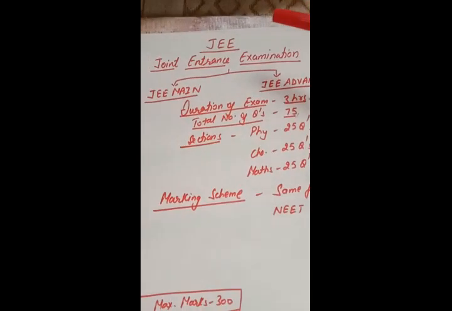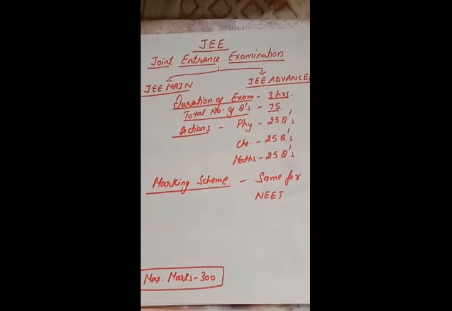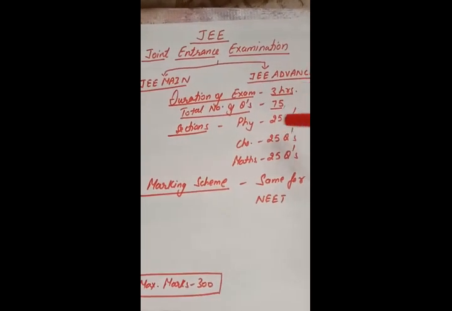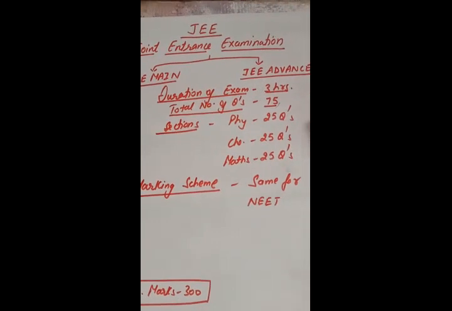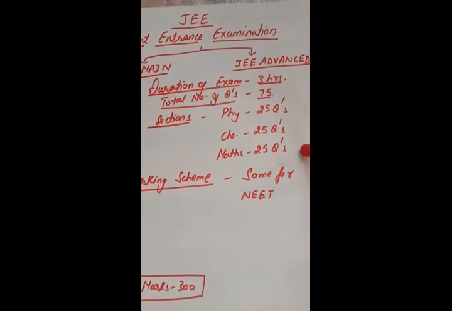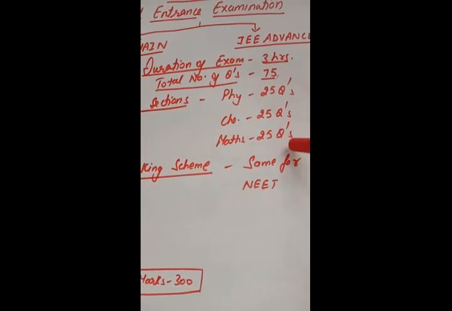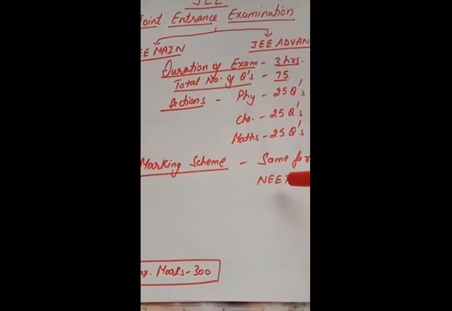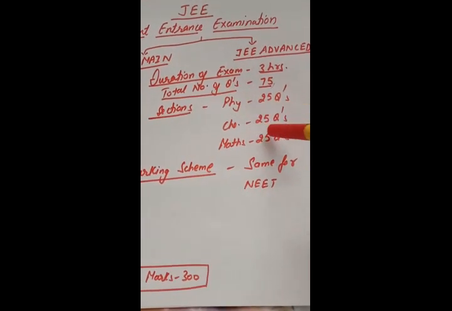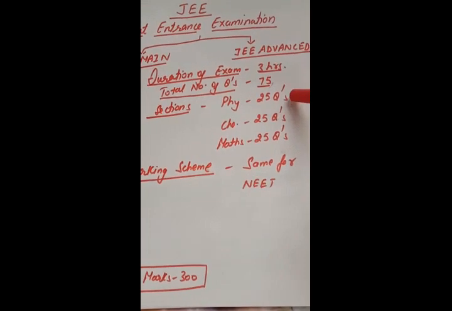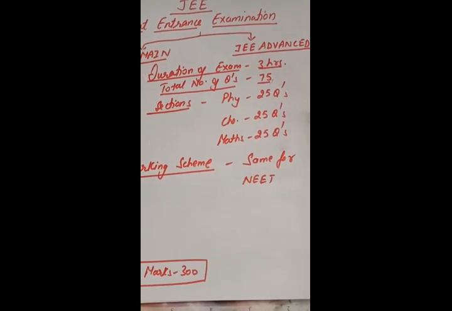And JEE is conducted in 2 exams, that is JEE Main and JEE Advanced. The duration of the exam is 3 hours. The total number of questions is 75. It is also divided into physics, chemistry and maths portions: physics 25 questions, chemistry 25 and maths also 25. Its marking scheme is the same as for NEET, but in this, for chemistry, physics and maths, 20 questions are MCQ based and 5 are subjective questions.